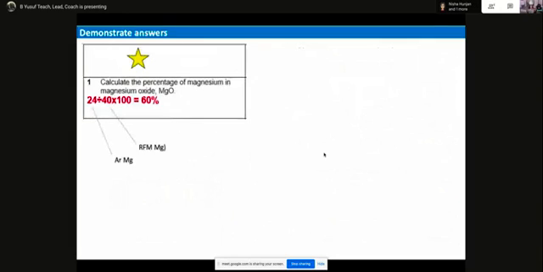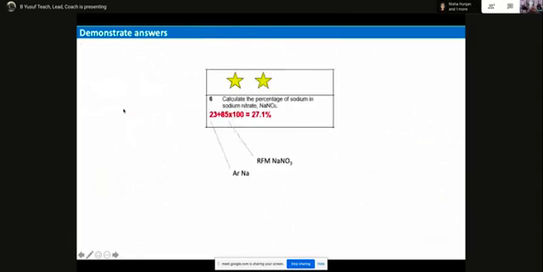So this is the answer, 60%. And what I've done is I've just indicated why. So you've got the relative atomic mass of magnesium here, 24, divided by the relative formula mass of the whole compound times by 100. That's straightforward there.